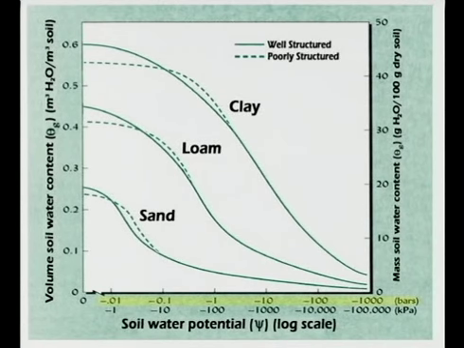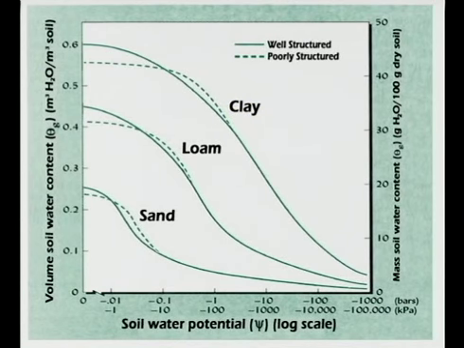Okay, if we use the bars or atmospheres of negative potential, what we're basically saying is we're comparing three soils here: a sandy or coarse textured soil with a medium or loamy textured soil, and comparing that to a clay or very fine textured soil.